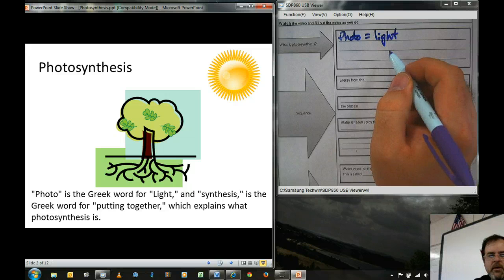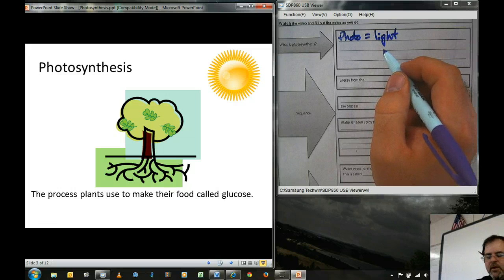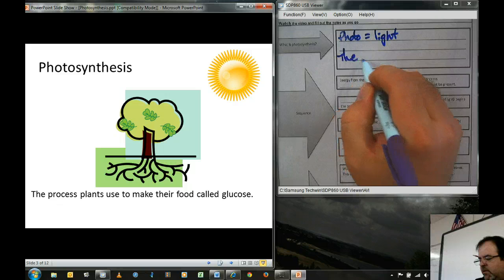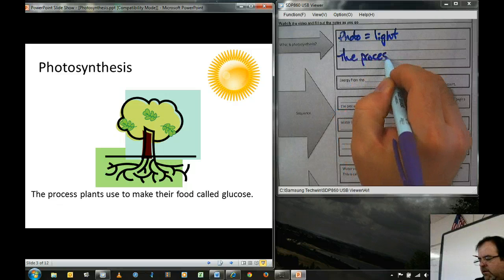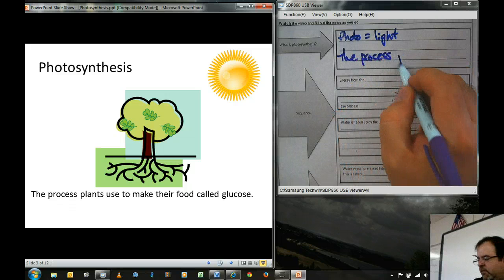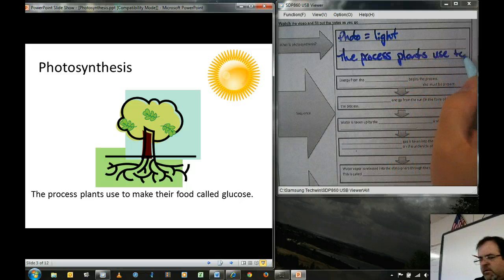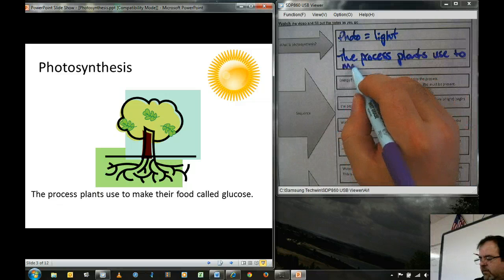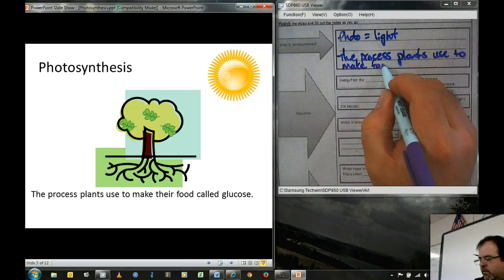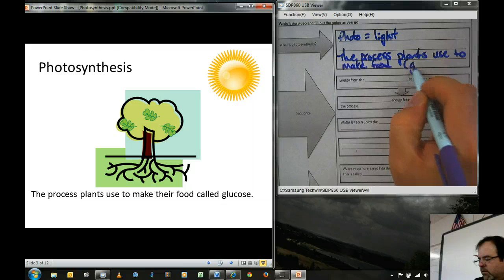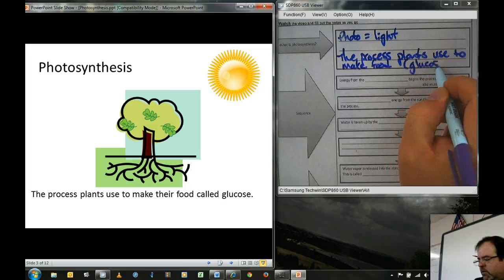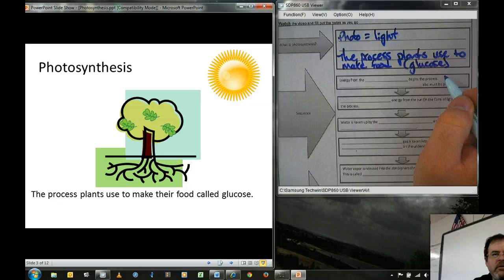So this is the process plants use to make their food. We call it glucose. So they go through this whole process of making food, and it's a very specific and sometimes a little complicated process.